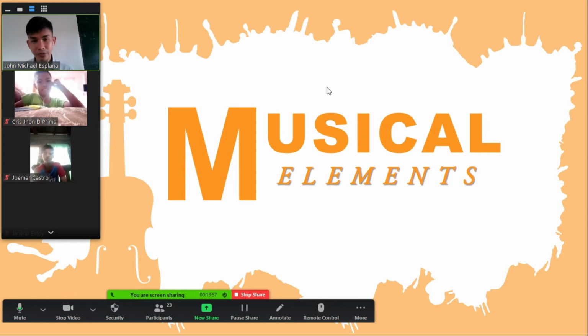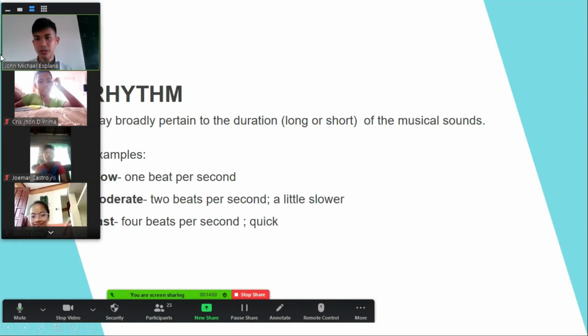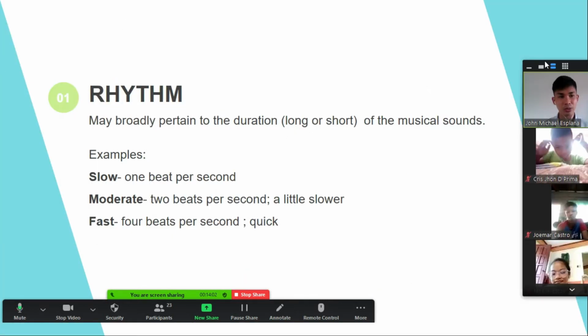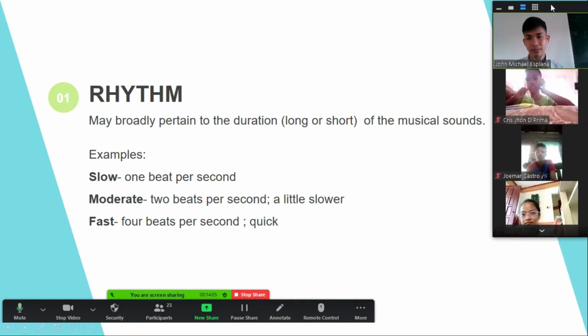So the first musical element, we have rhythm. You pronounce it as rhythm. It broadly pertains to the duration. When we speak of duration, that pertains to how long or how short the musical sounds. So that is for rhythm.